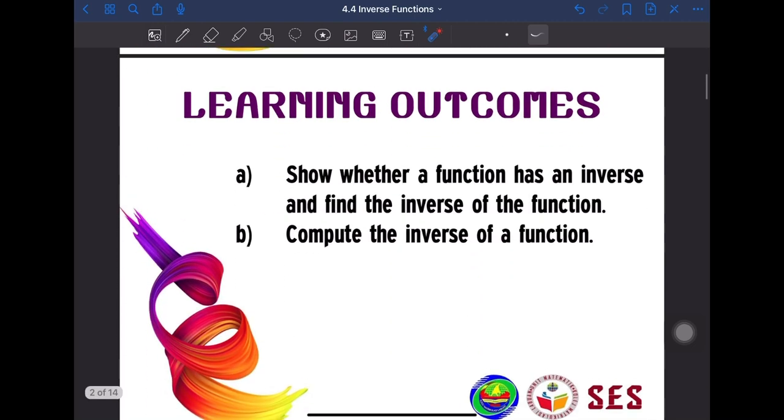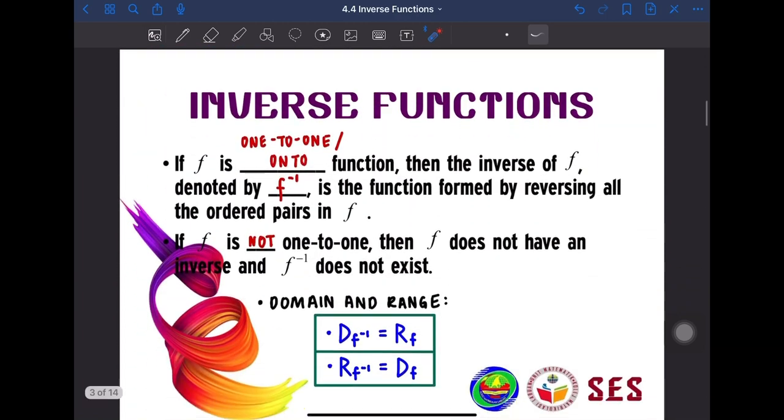So in this subtopic, awak akan belajar how to show whether function kita ada inverse ataupun tidak. And then awak akan belajar to compute ataupun cari ataupun kira kita punya inverse of function. Alright, so inverse function. So if function f kita is one-to-one ataupun onto function, then the inverse of f denoted by f negative 1 is the function formed by reversing all the ordered pairs in f.